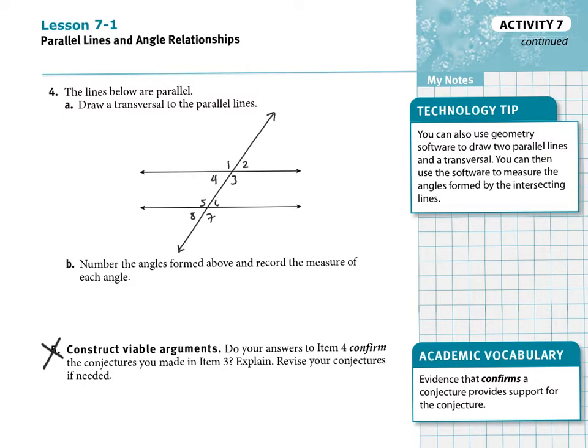So let's say I told you the measure of angle 1 was 145 degrees. I want you to figure out what are the other angles that are congruent to angle 1, and I want you to go ahead and mark them on your picture. Pause the video right here.